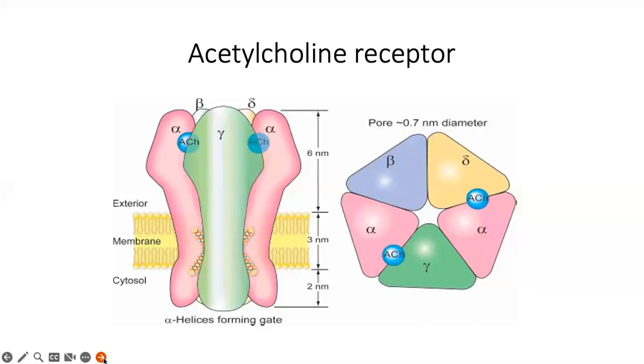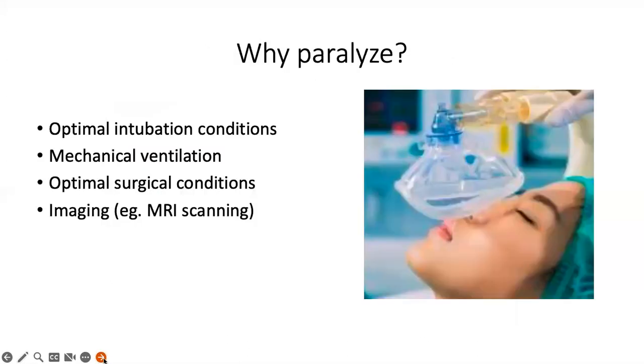Okay, so I've already spoken to you about that. So in general, why do we paralyze patients? The reasons are that you want optimal intubation conditions so that you don't struggle, and you reduce the patient's risk of triggering the gag reflex and then vomiting, and also reduce the chance of the patient aspirating if you're trying to manipulate and the patient is not well relaxed.